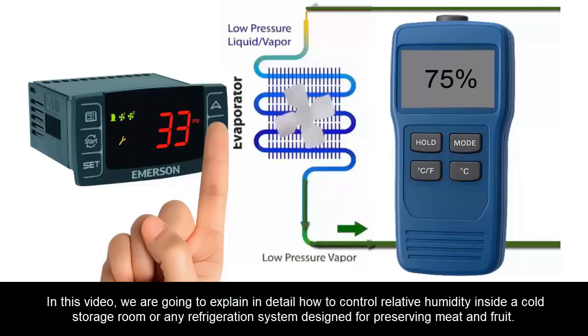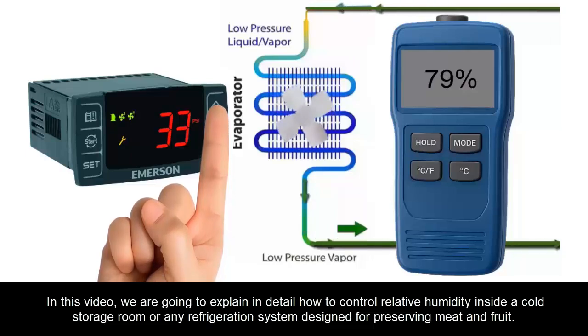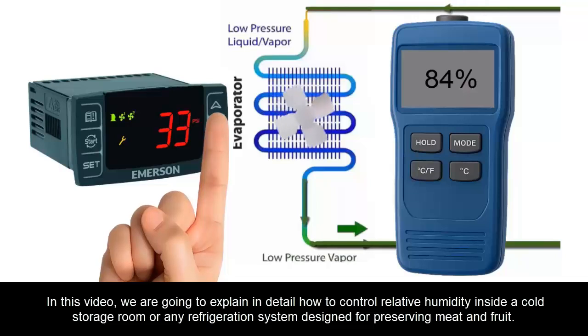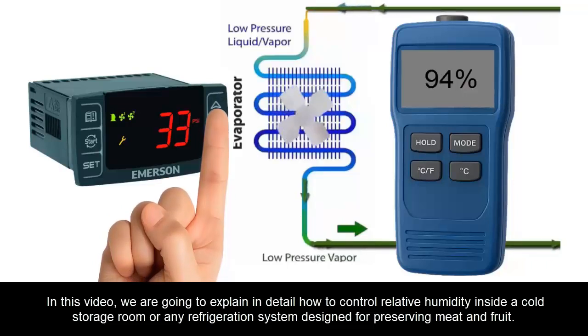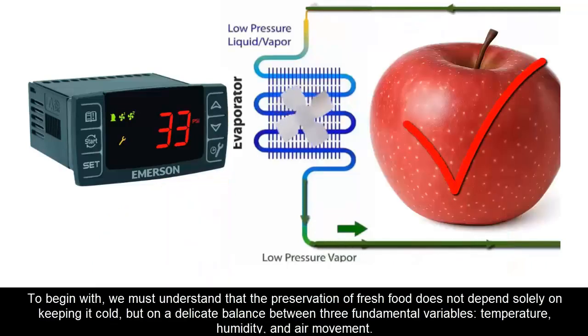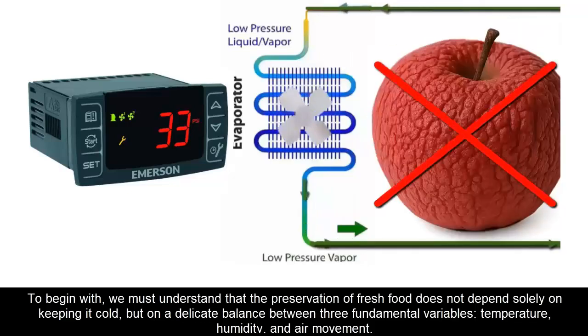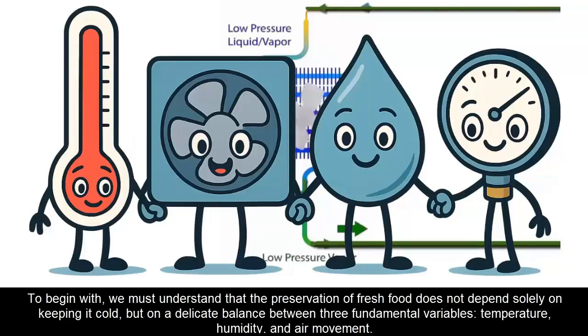In this video, we're going to explain in detail how to control relative humidity inside a cold storage room or any refrigeration system designed for preserving meat and fruit. To begin with, we must understand that the preservation of fresh food does not depend solely on keeping it cold, but on a delicate balance between three fundamental variables: temperature, humidity, and air movement.